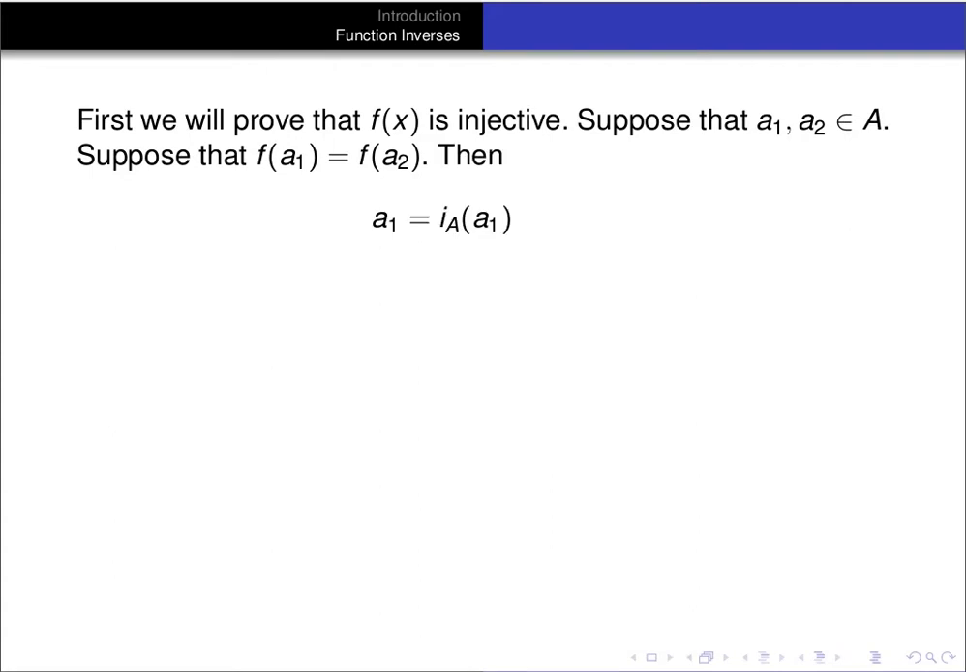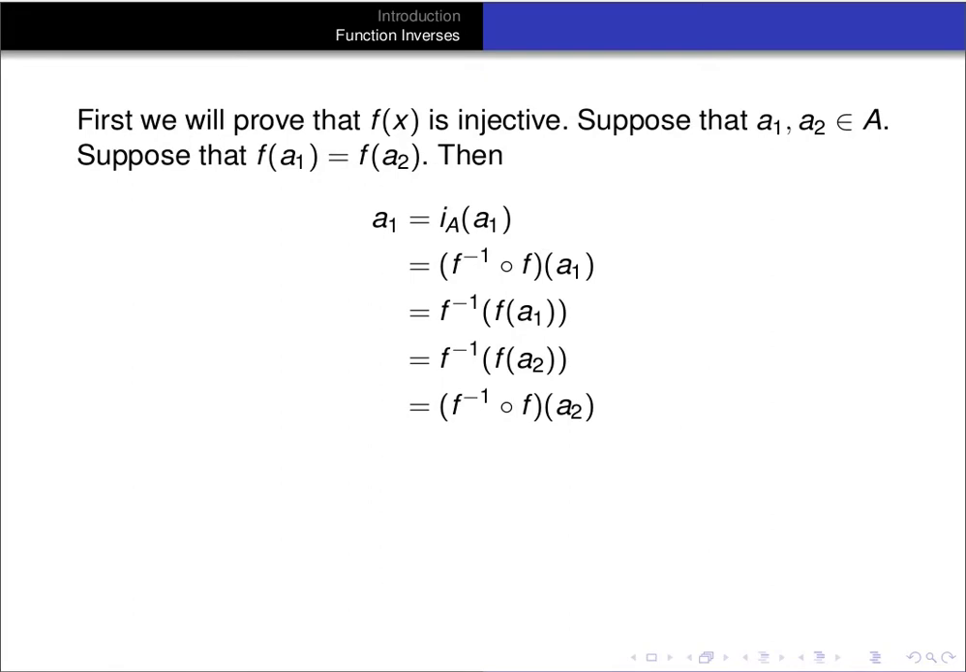Okay, so we know that a1 can be seen as the value of the identity on A evaluated at a1. We know that the identity on A is equal to the inverse of f composed with f. We can evaluate f inverse composed with f as f inverse of f of a1. Now f of a1 is equal to f of a2 by hypothesis, so this is equal to f inverse of f of a2. And again, that's the definition of the value of f inverse composed with f at a2.